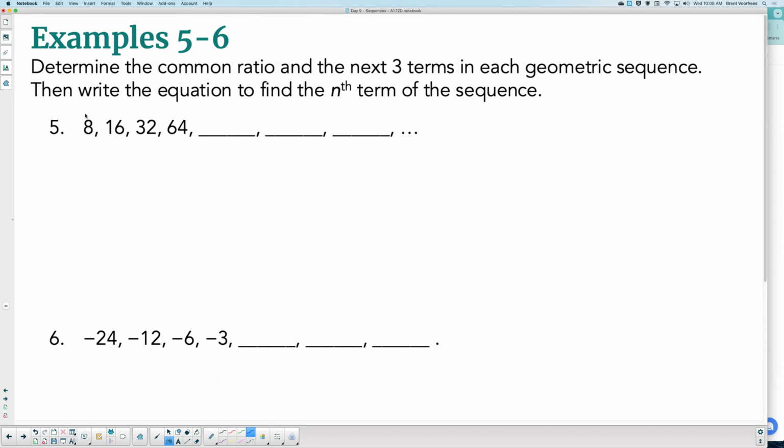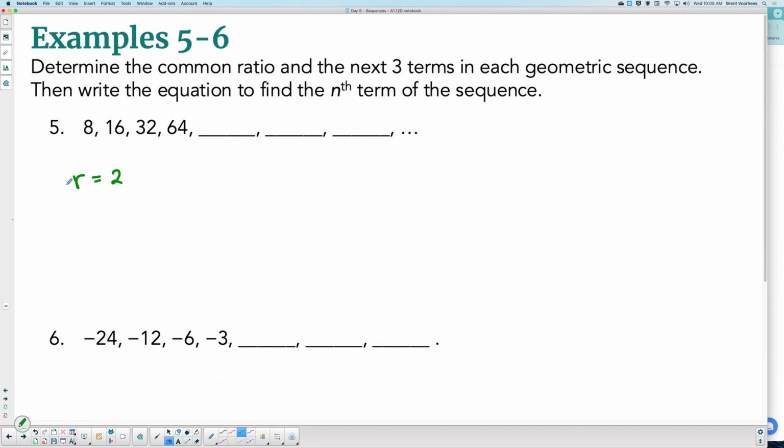First one, example 5. Here's our pattern: 8, 16, 32, 64. Can anybody see what's happening? Am I adding by 8 every time? Nope, not adding by 8 every time. That would be 8, 16, 24, 32, 40, 48, 56, 64. Ah, this one's different. We're not adding at all. What are we doing instead? We're multiplying. How much are we multiplying by? 2. Yeah, your R is 2 here.